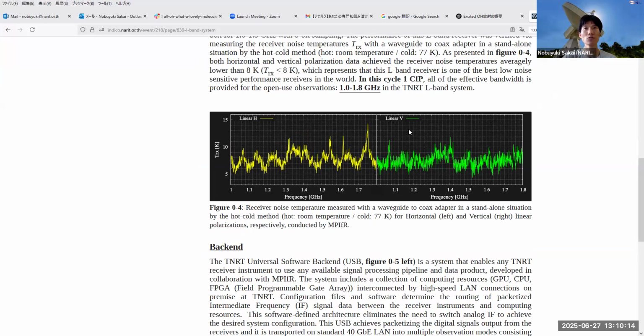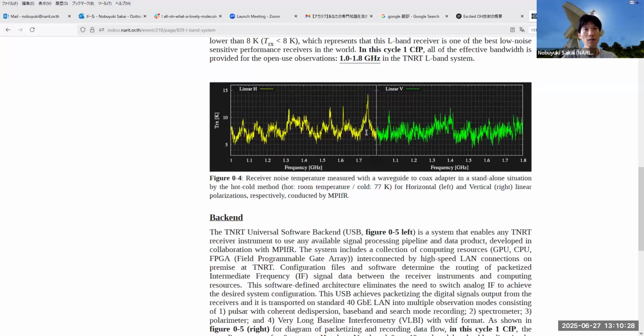Typically our system noise temperature at L band is around 20 Kelvin, or it slightly changes depending on the RFI environment, but I can say that it's a very nice receiver.